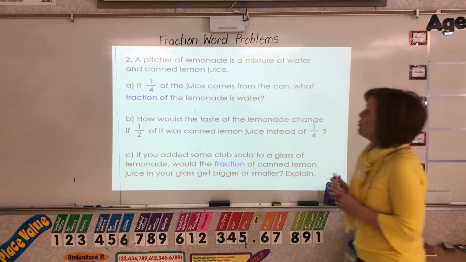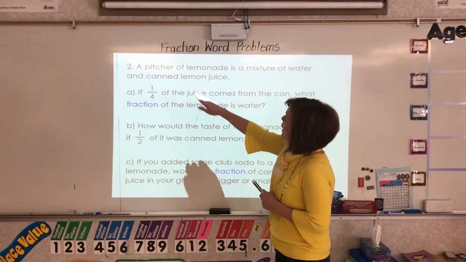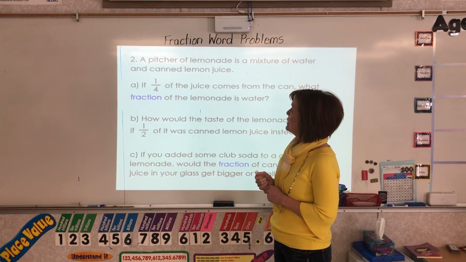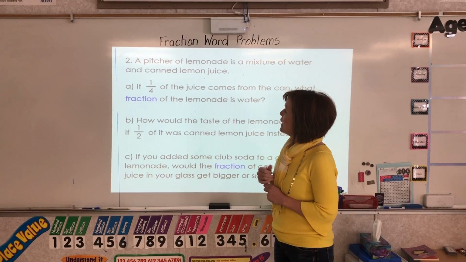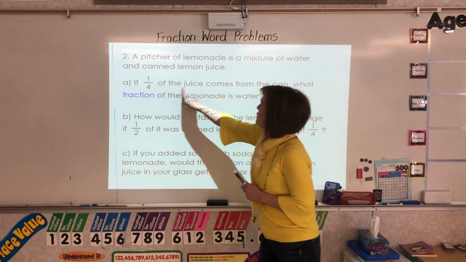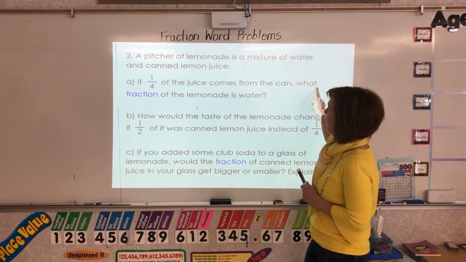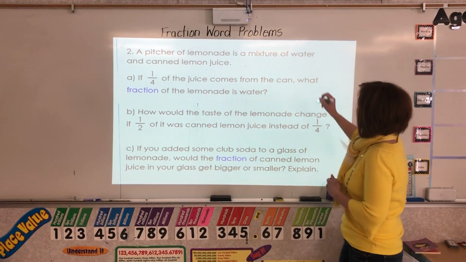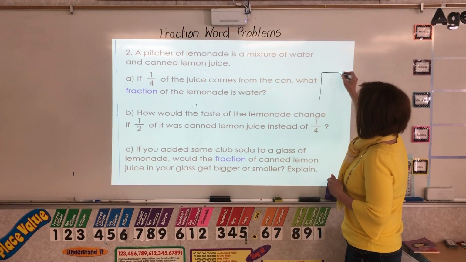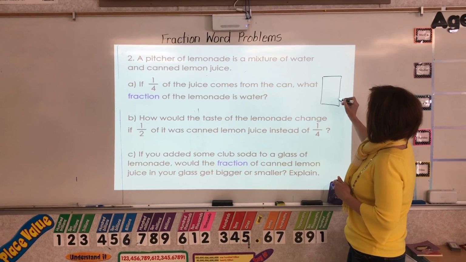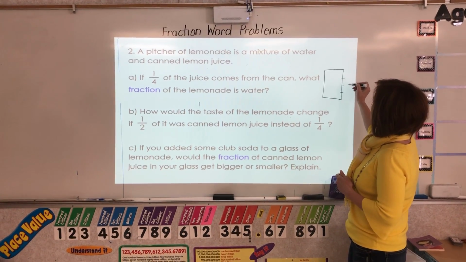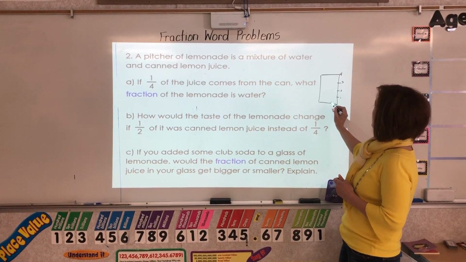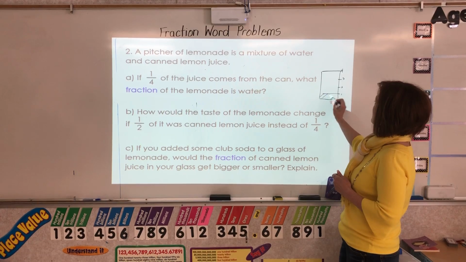This one has a lot of reading, so we'll read carefully. A pitcher of lemonade is a mixture of water and canned lemon juice. So A, if 1/4 of the juice comes from the can, what fraction of the lemonade is water? So I'm imagining this nice big jug, and it's divided into 4 equal parts. 1, 2, 3, 4. And 1 out of the 4 parts is the lemon juice.